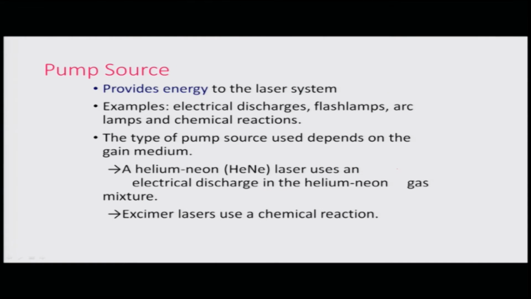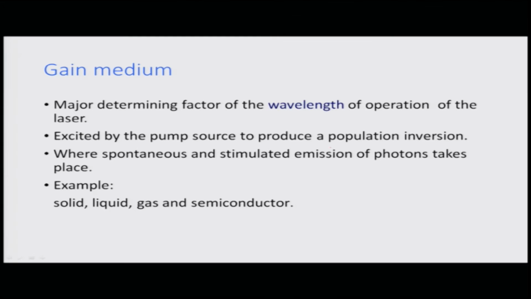The pump source provides the energy to the laser system. Examples include electrical discharges, flash lamps, arc lamps, and chemical reactions, as we mentioned. The type of pump source used depends on the gain medium. For example, a helium neon laser uses an electrical discharge in the helium neon gas mixture. Excimer lasers use a chemical reaction, and so on. There are many different kinds. These are both in the gas phase, and we just looked at neodymium YAG, which is in the solid phase. So, we can discuss them in many different ways.